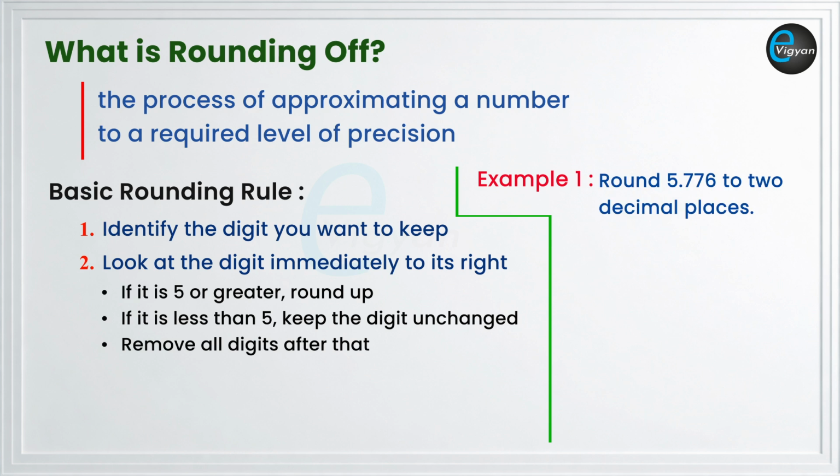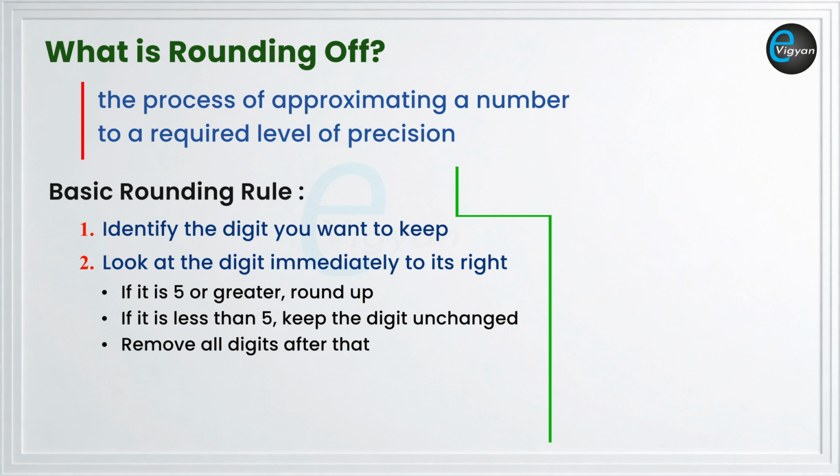Let's take an example. Round 5.776 to 2 decimal places. Here the third decimal digit is 6. Since 6 is greater than 5, we round up. So the final answer will be 5.78. Take the second example. Round 3.123 to 2 decimal places. Here the third decimal digit is 3. Since it is less than 5, we keep the digit unchanged. We are not going to round up. And the final answer will be 3.12.